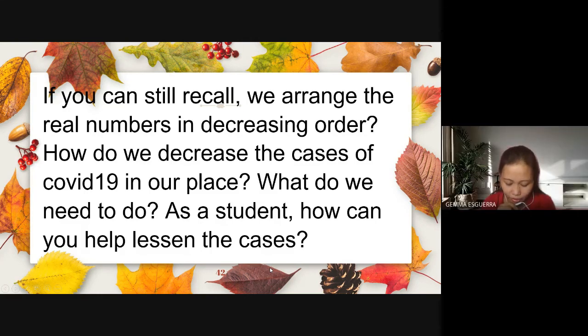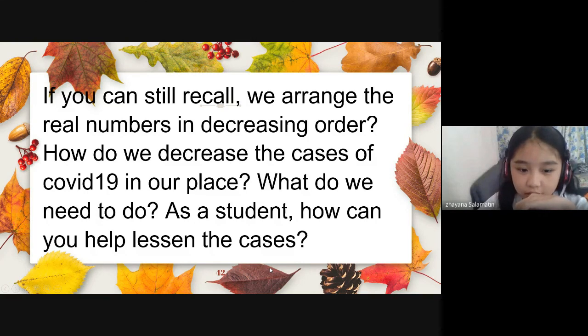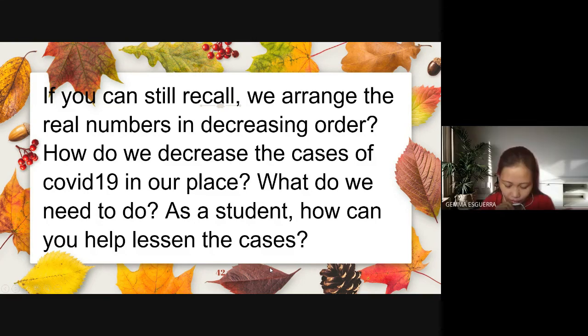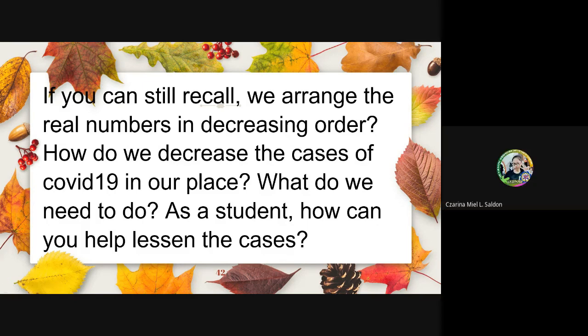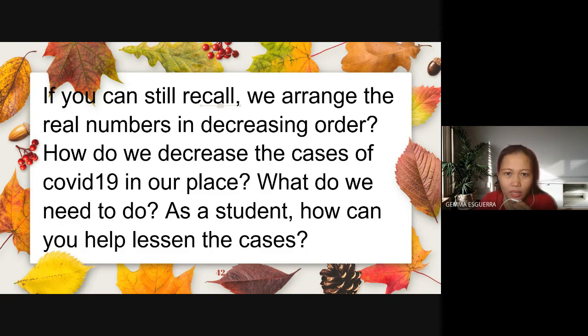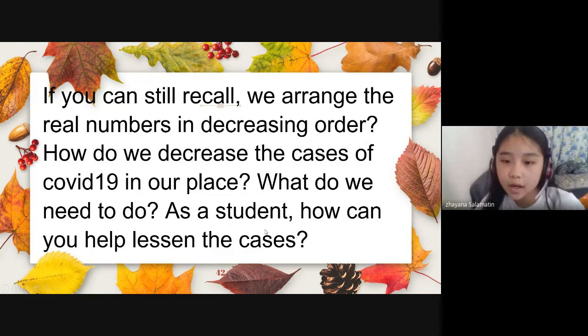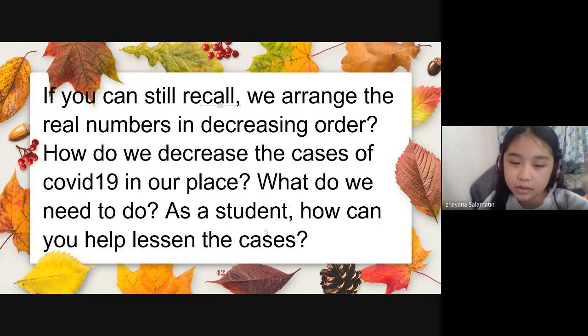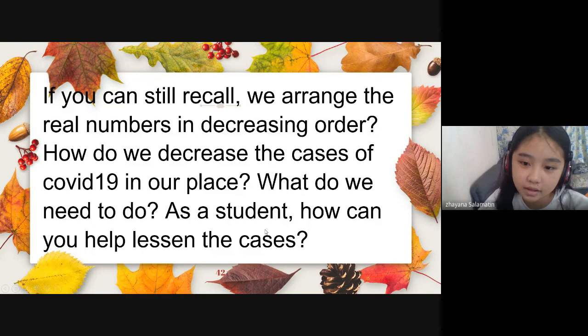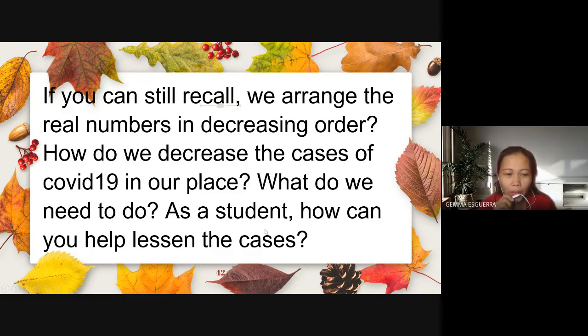Okay, so another. Sino pa ang gustong mag-recite? Zayana? Same lang po ng sagot ko. Zarina, do you still have other answer? Mag-disinfect po palagi. Okay, another. As a student, are you always allowed to go out? Hindi po. So what do you need to do? Avoid going out po. Lumabas lang po kung if needed or really necessary. Okay, thank you.